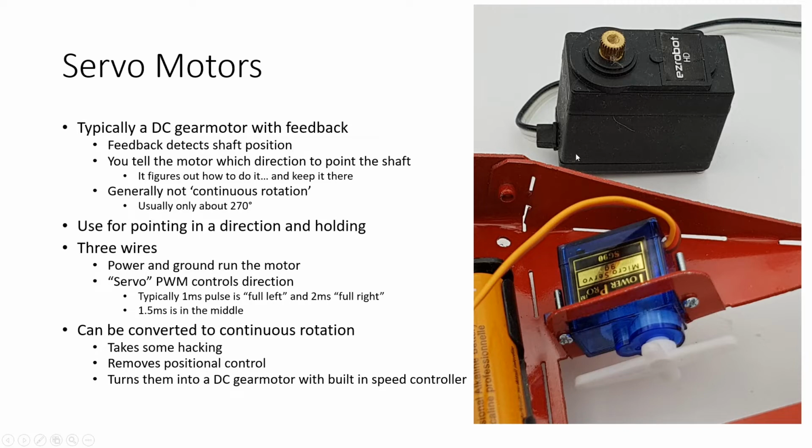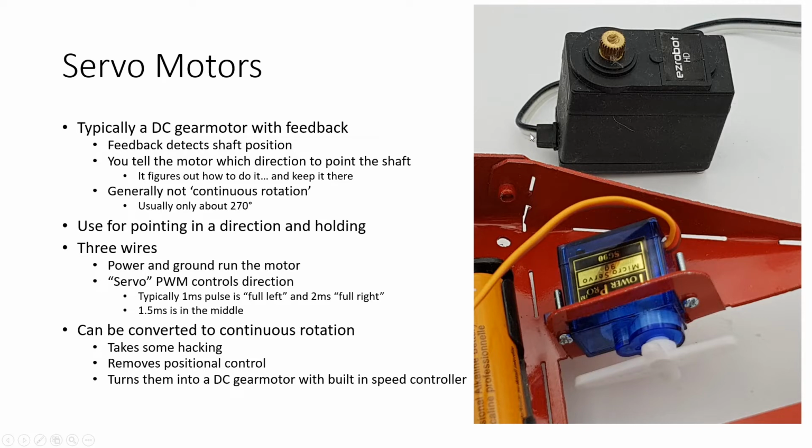Then that little control board would figure out, do I need to spin the motor forwards? Do I need to spin it backwards? And how hard do I need to spin it to get it into the position that the human has told me I need to go into? So in order to talk to these motors, you have three wires coming out to them. You'll have your power and your ground typically, and then you'll have what's called a servo PWM signal.